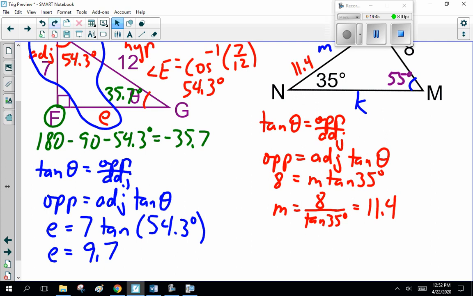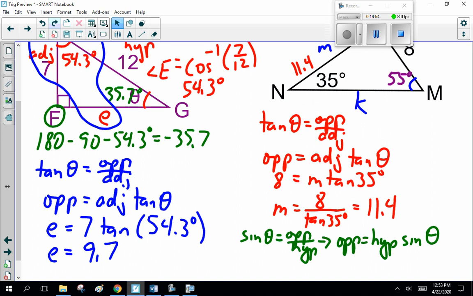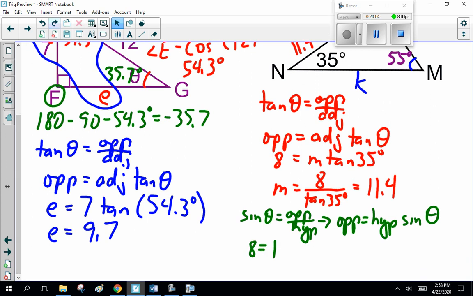Now, the last thing to solve for is side K. Pythagorean's theorem works well, but once again, with the 11.4, I might have screwed up. I do know my opposite side is 8, my angle is 35, and here I'm solving for my hypotenuse, so I chose to do it this way. Yeah, Pythagorean's theorem works too, as long as you don't screw anything up. And I got 13.9.